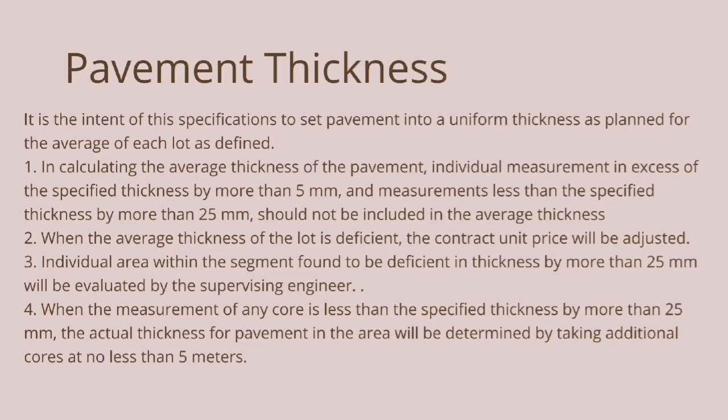Second is when the average thickness of the lot is deficient, the contract unit price will be adjusted. Third, individual area within the segment found to be deficient in thickness by more than 25 mm will be evaluated by the supervising engineer. And last, when the measurement of any core is less than the specified thickness by more than 25 mm, the actual thickness of pavement in the area will be determined by taking additional cores at no less than 5 meters.